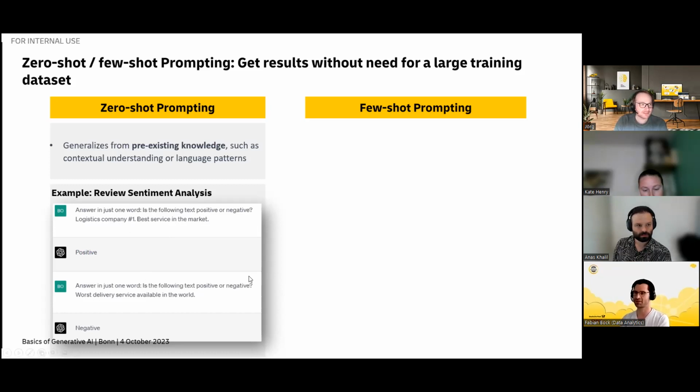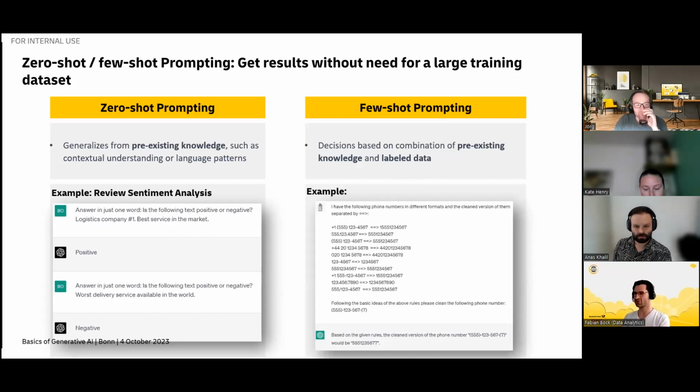And if you have something more particular, you can give it a few examples. So you have the pre-existing knowledge and you give it a few examples, and then it is already well aware of what kind of output you want to have.